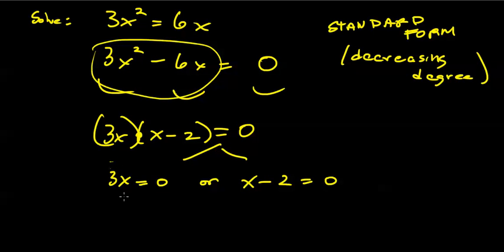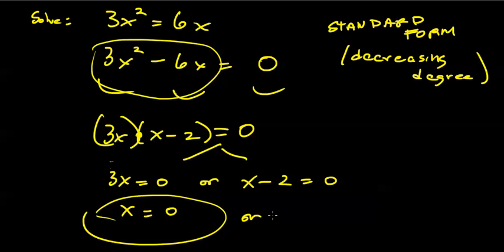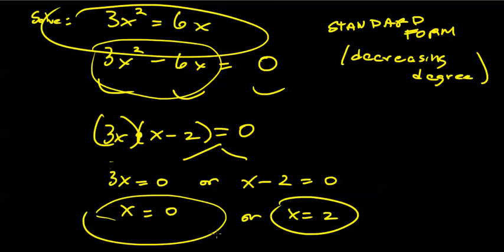So if 3x equals 0, of course if I divide both sides by 3, 0 over anything equals 0, so I get a solution of x equals 0, or with the right branch x minus 2 equals 0 means x equals positive 2. So we started out with a degree 2 equation, and we end up with two solutions, x equals 0 or x equals 2. Okay, let's try another one.